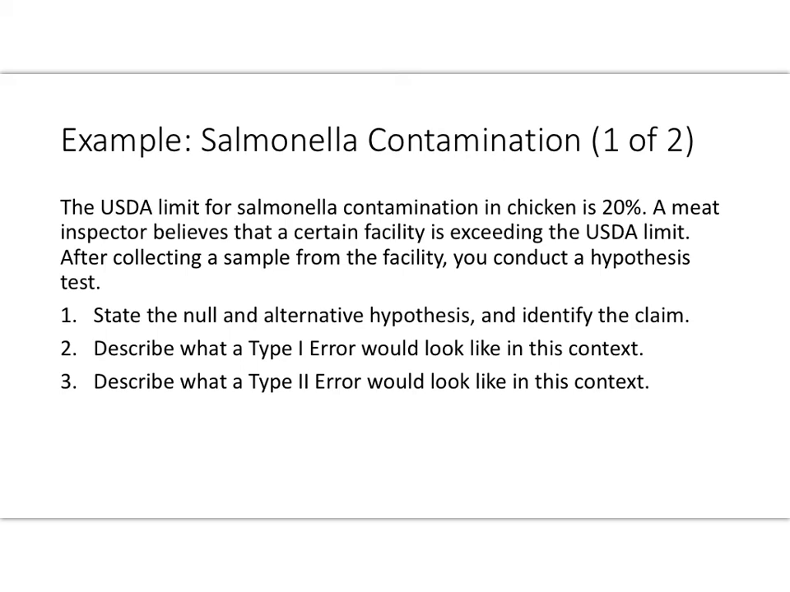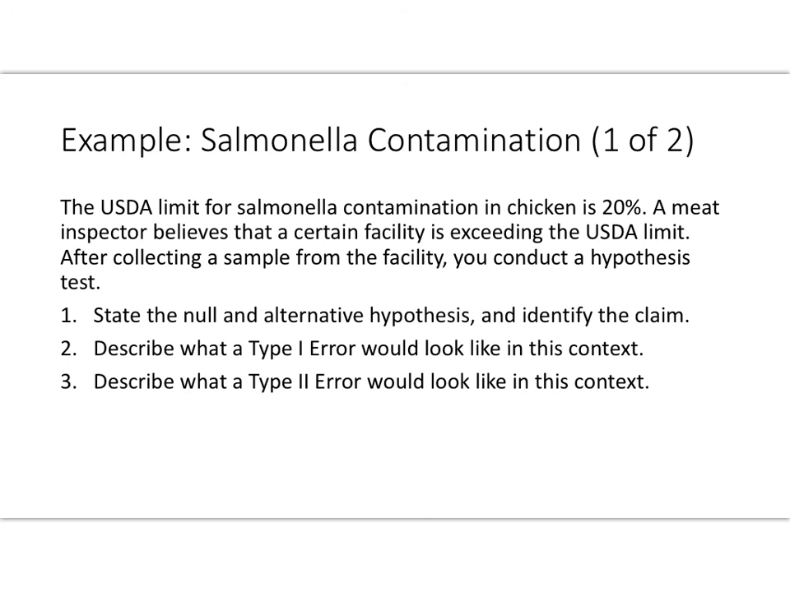So the USDA limit for salmonella contamination in chicken is 20%. A meat inspector believes that a certain facility is exceeding the USDA limit, and after collecting a sample from the facility, you conduct a hypothesis test. Again, we're going to state the null and alternative hypothesis and identify the claim, and then describe what type 1 and 2 error would look like in the context of the problem.